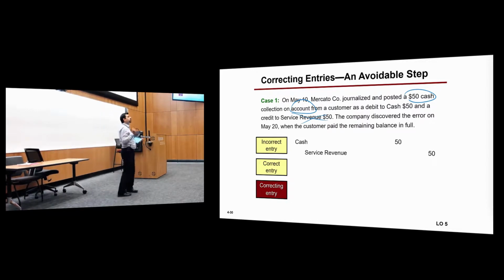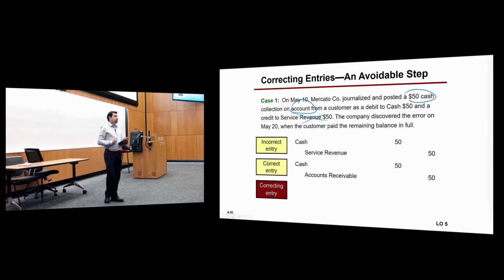First thing to do, you need to write the correct one. What are you supposed to do? What was the original entry? The correct entry would be a debit to cash and a credit to accounts receivable. That's the correct one. Now this is where you can actually use the T accounts. So what accounts do we have here on the screen? We have 3 accounts. What are these accounts?